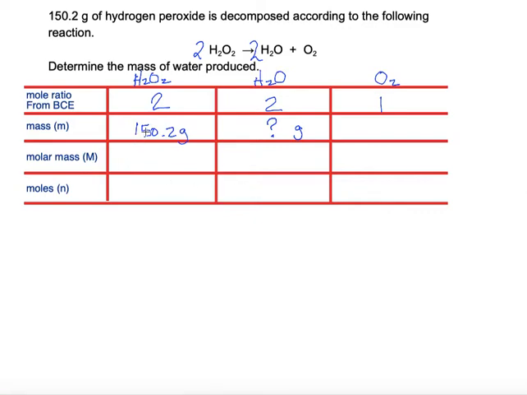So we know from a mass, we can convert a mass to moles using molar mass. If we use our periodic table, we can determine the molar mass of H2O2 is going to be 34.02 grams per mole, and that's found by adding the masses of two hydrogens and two oxygens together. So once we have that molar mass, we can find moles. So our next step after our balanced chemical equation is we're going to find moles of H2O2.